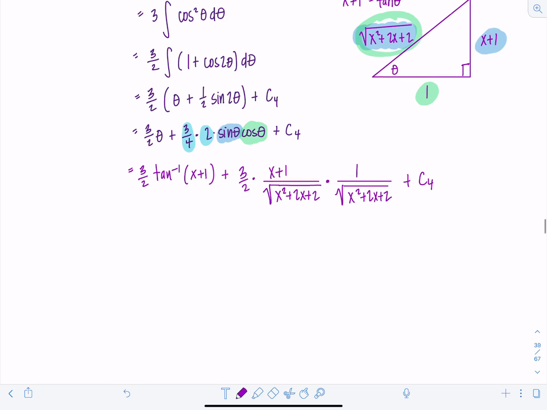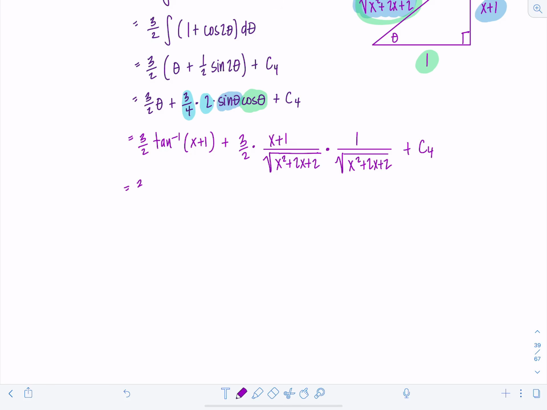Can we clean this up some more? I think so. So this is 3/2 tan inverse of x plus 1 plus 3/2. If I multiply the numerators across, I get x plus 1. And then I have the same expression in the denominator. If you multiply a radical by itself, then the radical goes away. So I just have x squared plus 2x plus 2 plus C4. Whew, you guys, we made it.